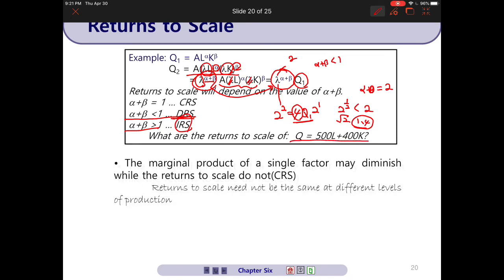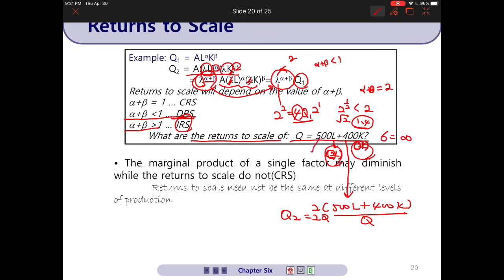Now what about this one? This is a linear isoquant. What about the sigma value for this one? We learned this is infinite. What's the return to scale of this one? Let's double the labor, 2L, and double the capital, right? Then we can bring the 2 out of the entire equation, 2 times (500L + 400K), and this is the original Q. So the new Q will become 2 times Q because we doubled all the inputs. So this one fits constant return to scale, right?